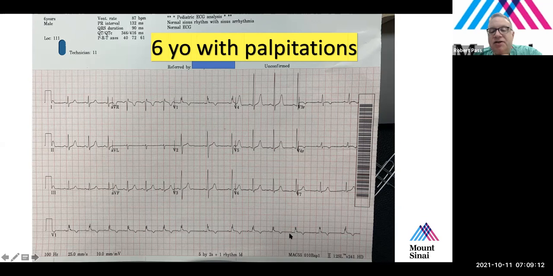How do you explain the shorter PR, or what would be an explanation for a shorter PR but no delta wave? Right, because normally if we have WPW with a delta wave, the PR will be shorter. But in this case, we have a shorter PR, but we don't have a delta wave, so we don't seem to have evidence for pre-excitation, and this patient does not have WPW. So what would be one explanation for how the PR interval could be shorter and yet still not be pre-excited?